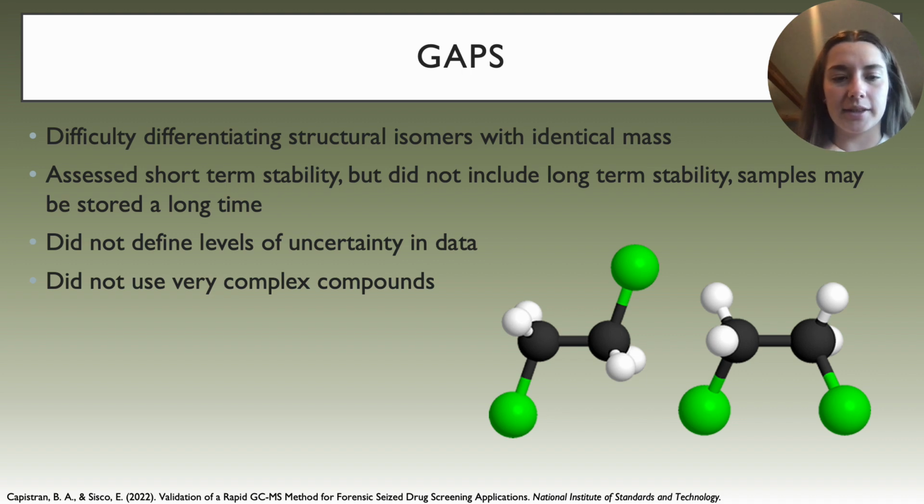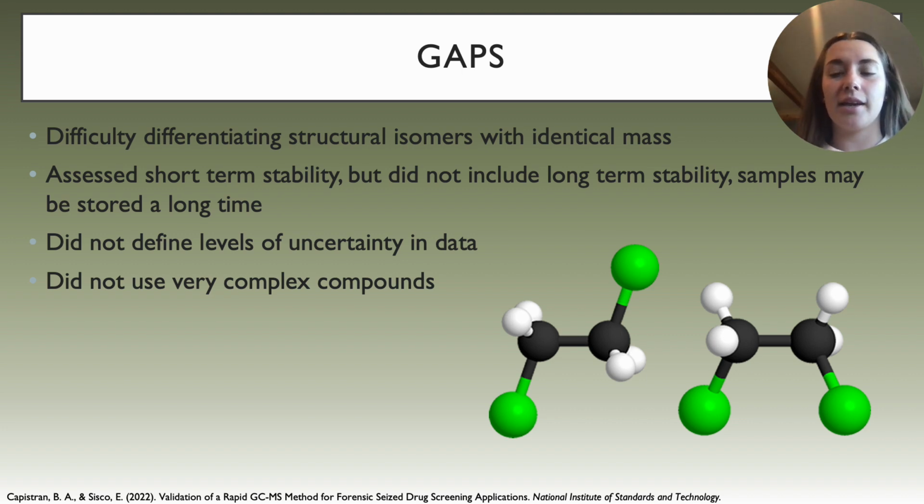Some major gaps in this study, like I said before, was the difficulty differentiating between structural isomers with identical mass, which are shown below. These two molecules have the exact same mass and everything, but they are very different structurally, with a cis and a trans configuration. And so they had a hard time with that because mass spec is based specifically on the mass of the compound. And then it assessed short-term stability, but did not include long-term stability.